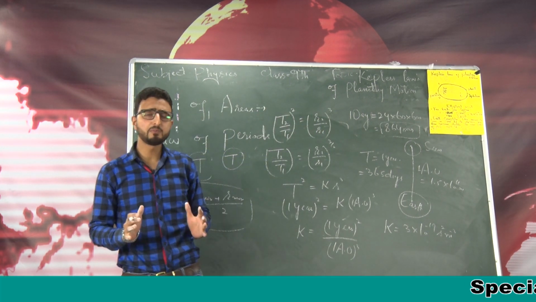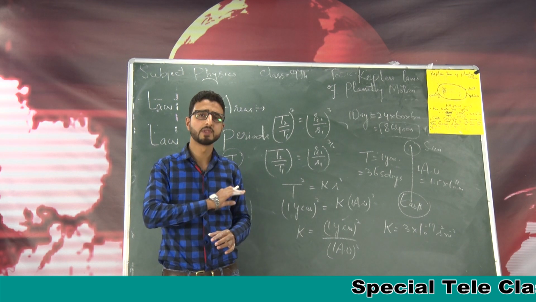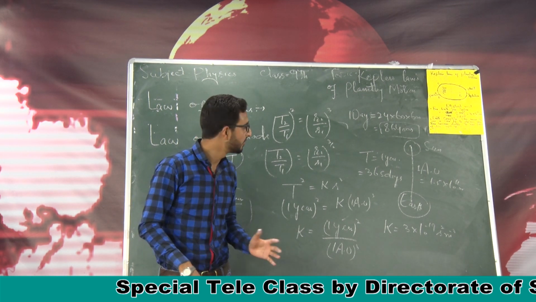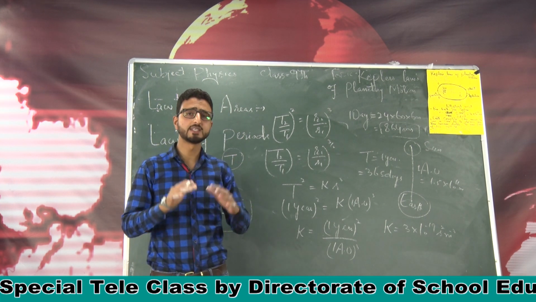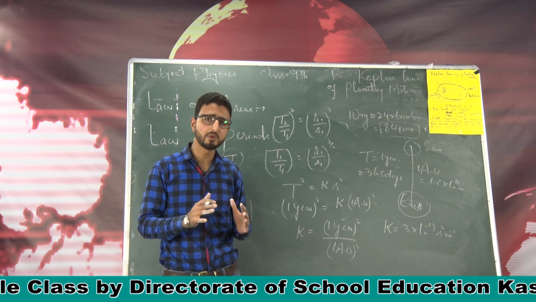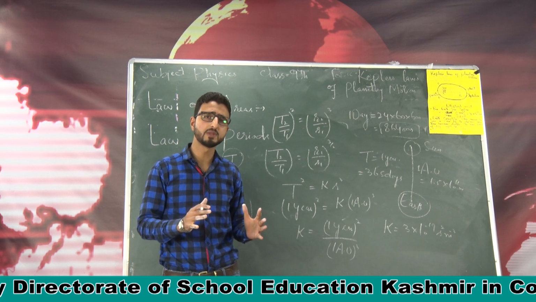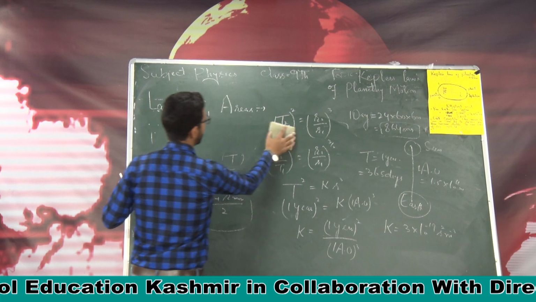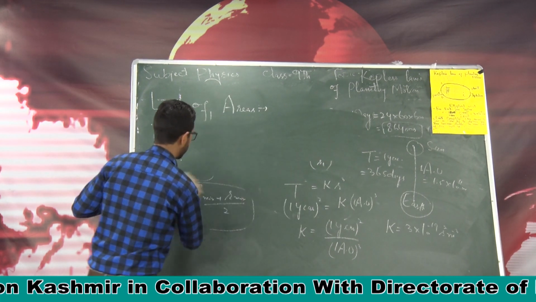So these were the Kepler's laws of planetary motion: law of orbits, law of areas, and law of periods. That is the relation between the time period of the planet and the average distance of the planet from the sun. Now let us try to solve one question regarding the Kepler's third law.